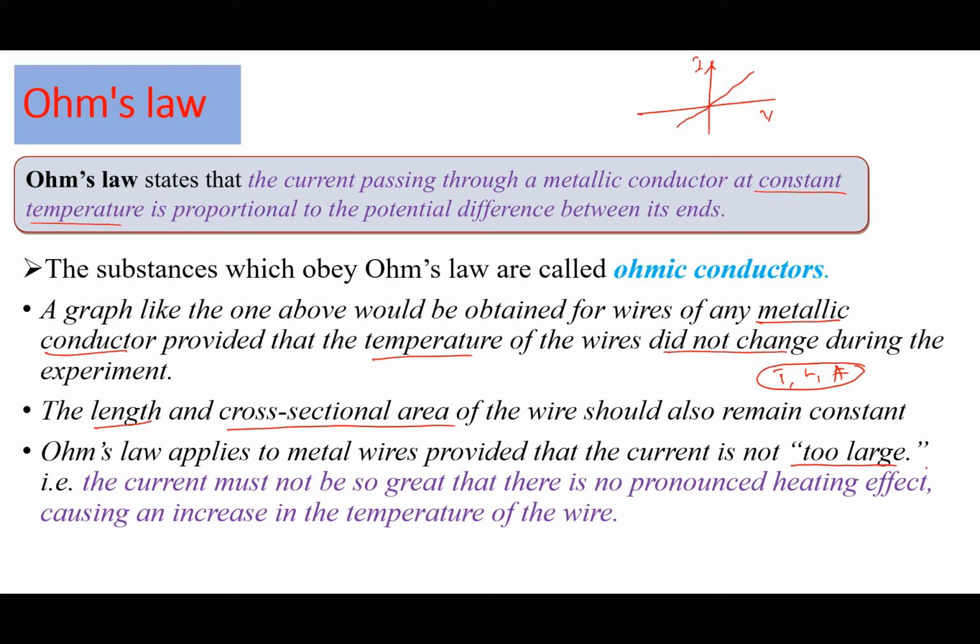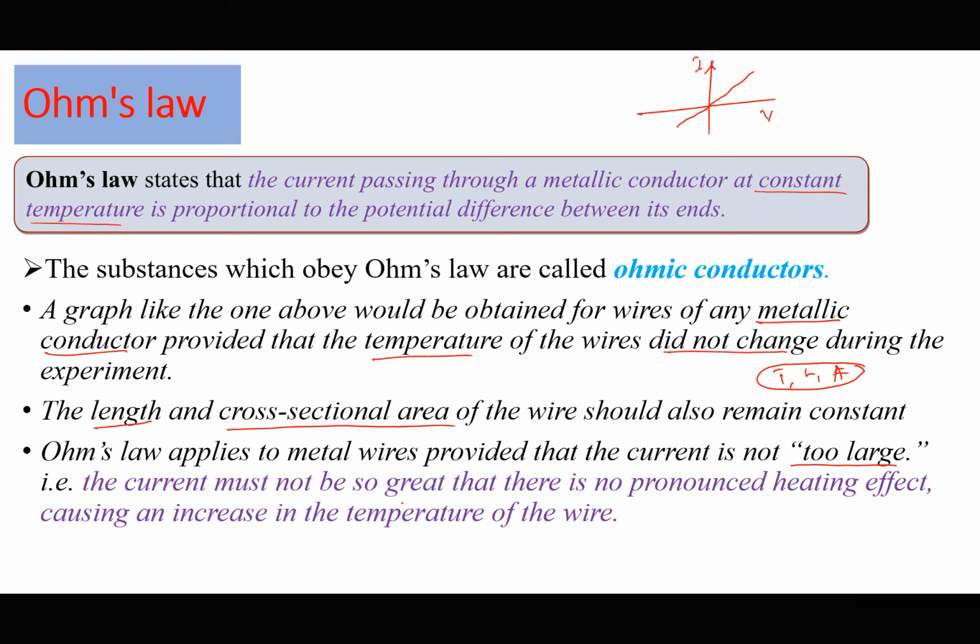So we shall later on see that for a filament lamp, the current cannot be directly proportional to the PD because the temperature does not remain constant. However, if the current is relatively small, then the current is going to be directly proportional to the PD because it will not cause heating.